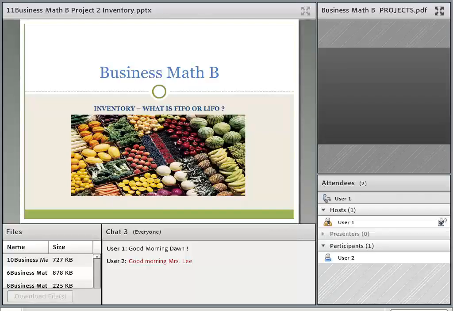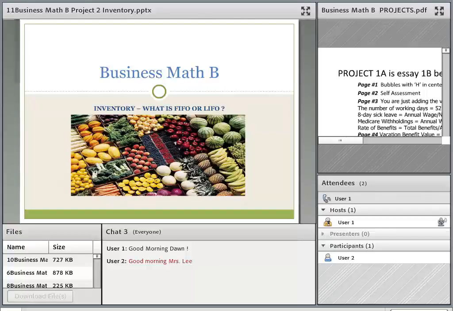Miss Lee Russell, and this morning we're going to be talking about Business Math B, inventories. This is one of those areas I get phone calls on, FIFO and LIFO.